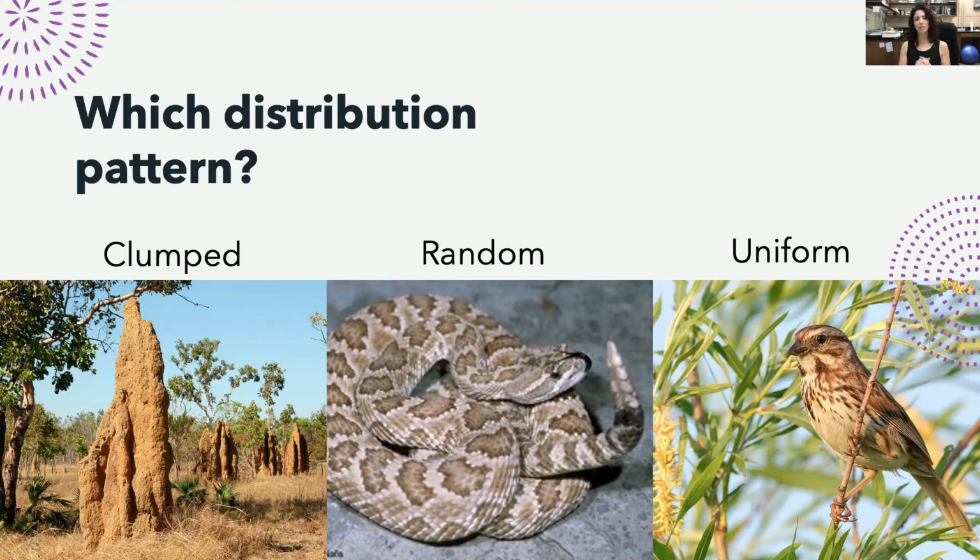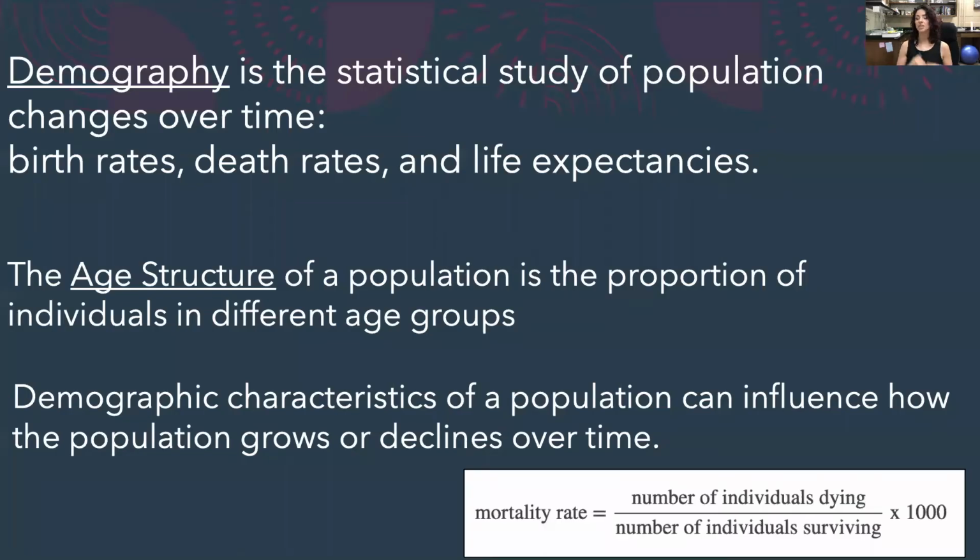Next, let's talk about some of the changes that a population can undergo through space and time that affect some of these characteristics. First, let's introduce this term of demography. Demography is the statistical study of population changes over time. This is relating to things like birth rates, death rates, and life expectancies. And each of these measures, especially birth rates, may be affected by the population characteristics described in the previous slides.